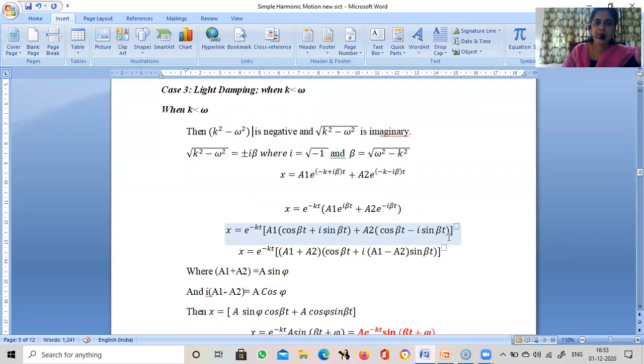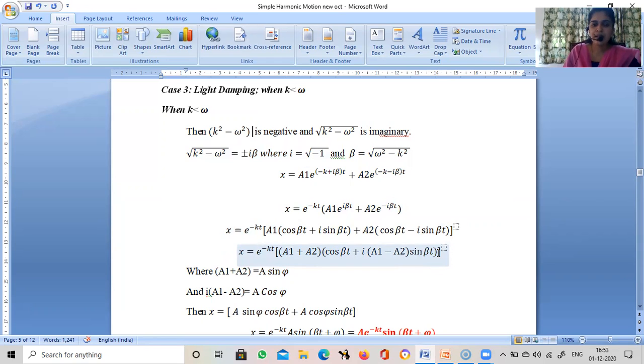Okay, now here again we can take the coefficients of cos beta t outside. So I have from the first term the coefficient of cos beta t as a1, and from the third term it is plus a2. So in the next equation we can write like that: x is equal to e raised to minus kt into a1 plus a2 into cos beta t plus I into a1 minus a2 into sin beta t.